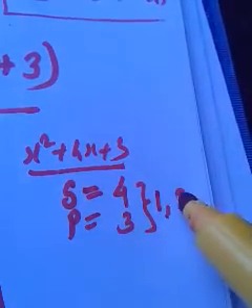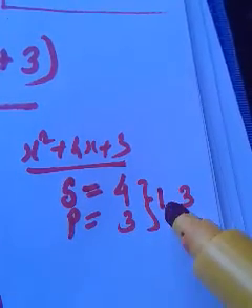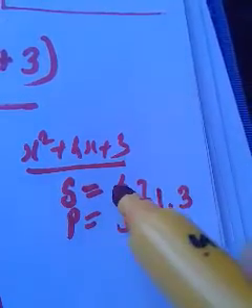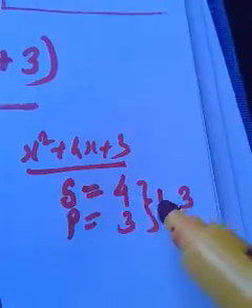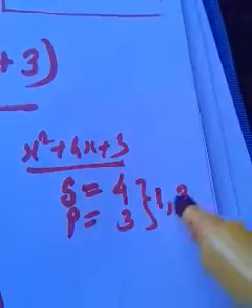The numbers are 1 and 3. Why? Because once you take the product 1 into 3, we will get 3. When you add 1 plus 3, we are getting 4. Once again, add 1 and 3, we are getting 4, and take the product 1 and 3, we are getting 3. So these are the numbers.